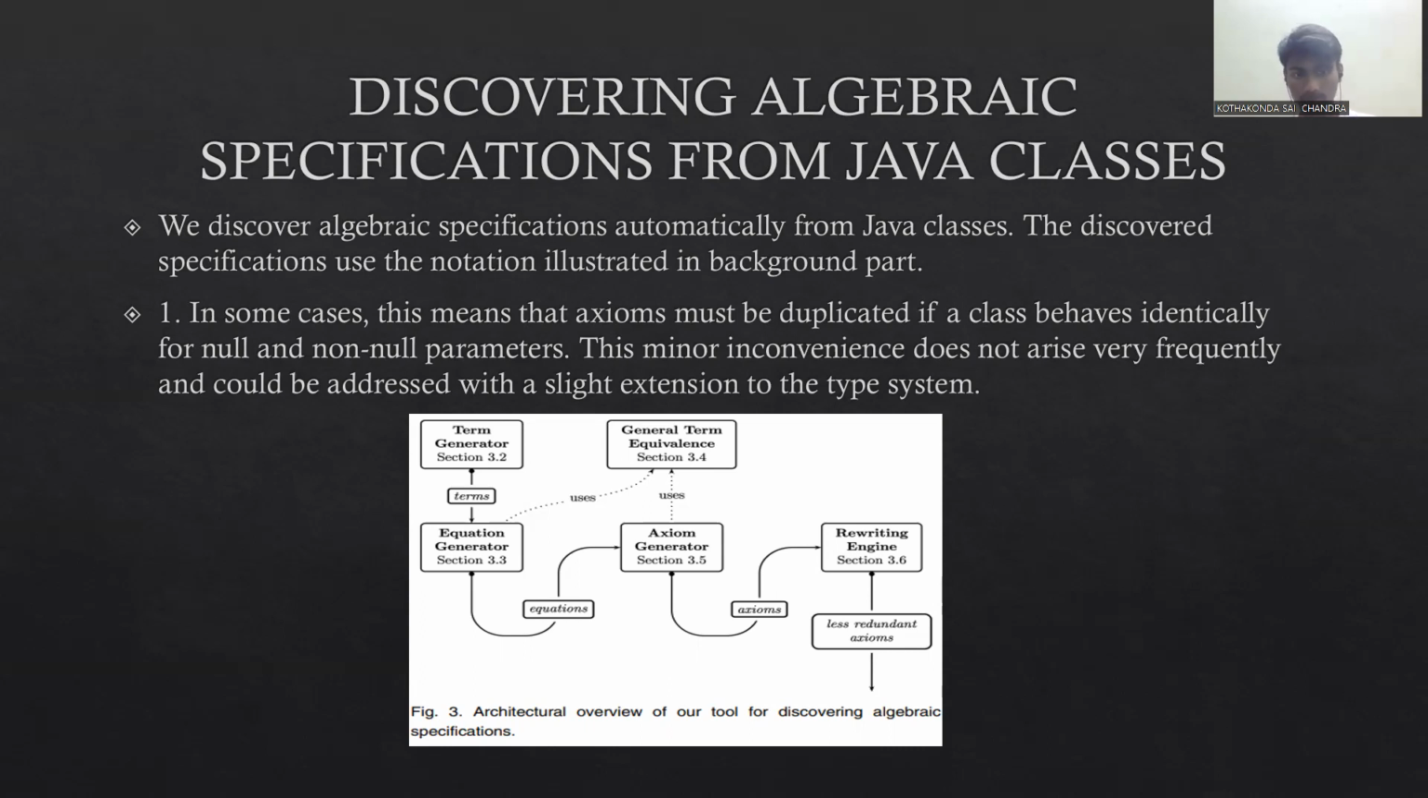So you can see the flowchart in this architecture overview of our tool for discovering algebraic specifications. Here you can see the first component is a term generator, which converts to terms, and the next is an equation generator, which sends to the user, and the general term equivalence, which are all connected to this axiom generator.